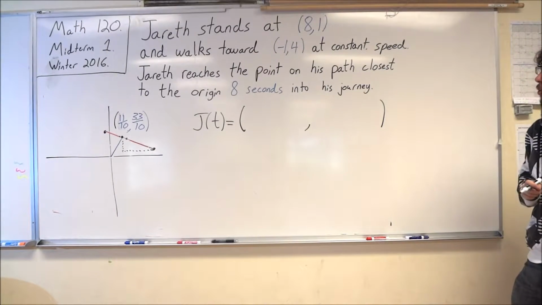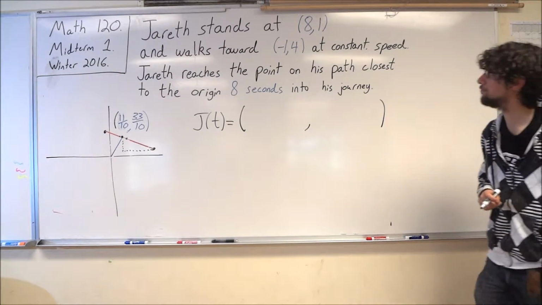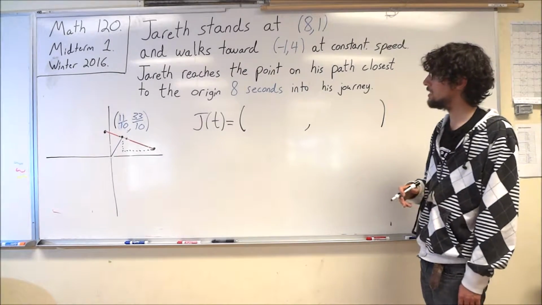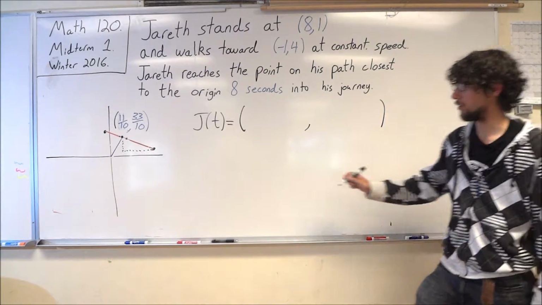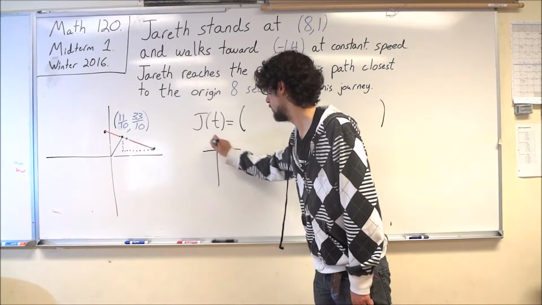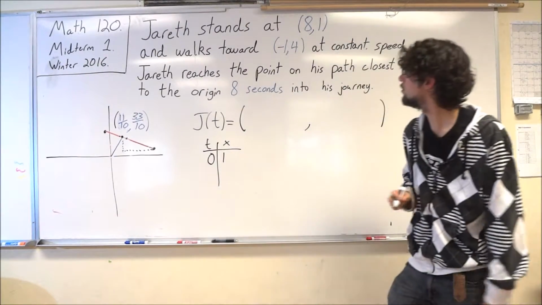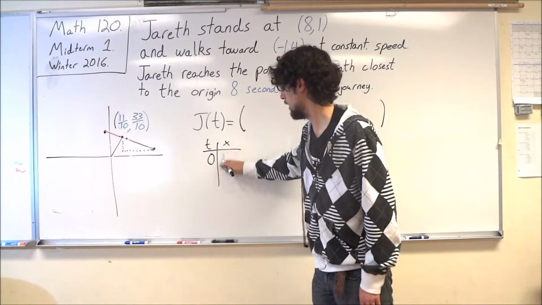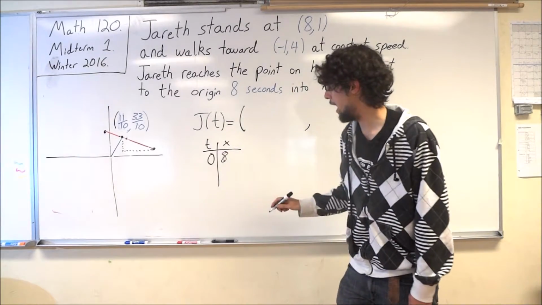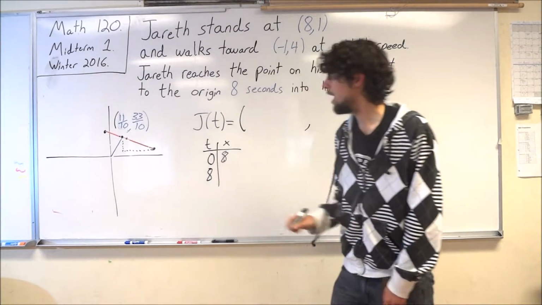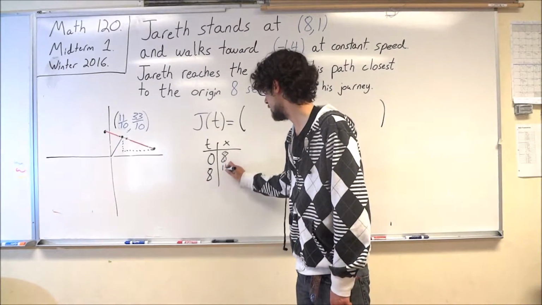What is the x coordinate as a function of t? Well, I'll make a little table here. When t equals 0, x equals 8. And when t equals 8, x equals 11/10.